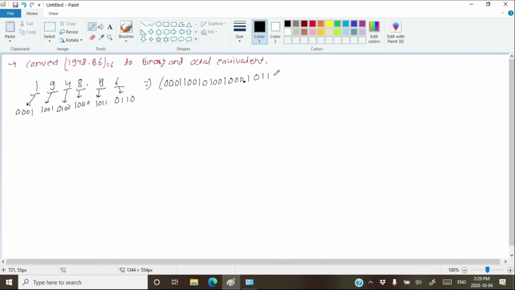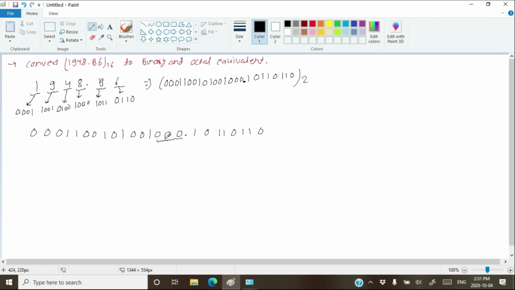Then write 1011 and 0110. But now you have to convert this binary in octal equivalent. So you write this binary as 0001 1001 0100 1000. Hopefully I am writing it correct. Then write dot, then write 1011 0110. Now we have to convert it in octal.